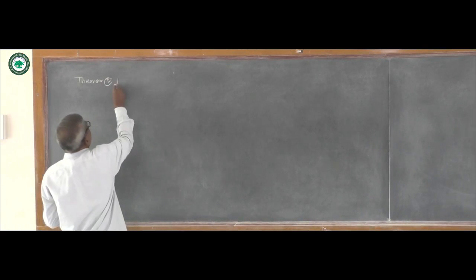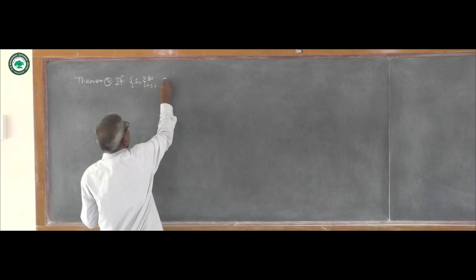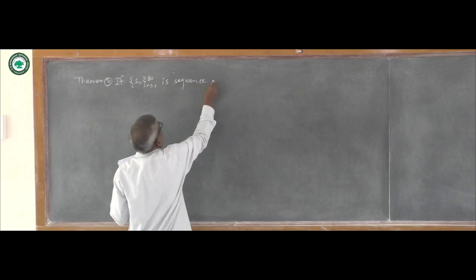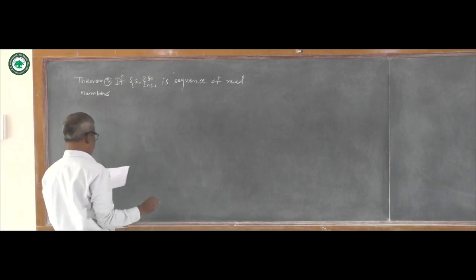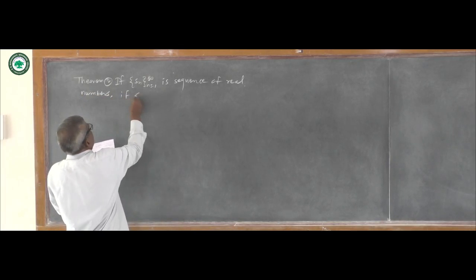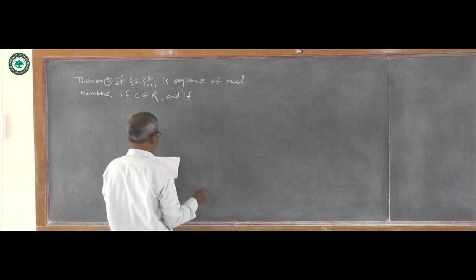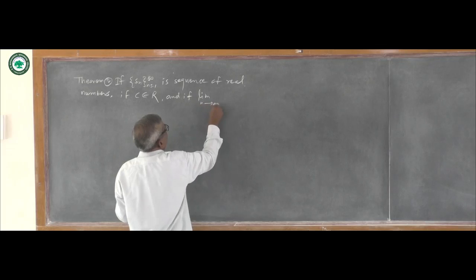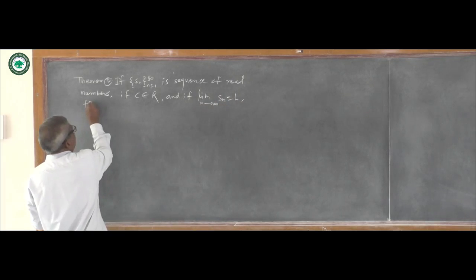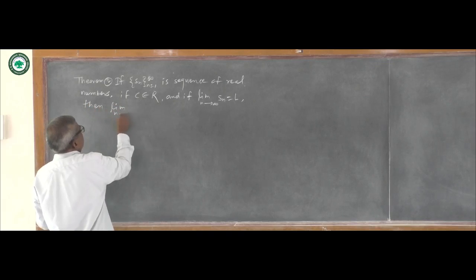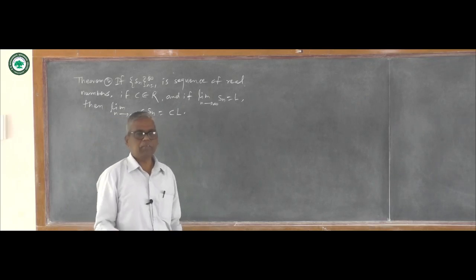If Sn, n equal to 1 to infinity, is a sequence of real numbers, and if C belongs to R, C is a real number, and if limit n tends to infinity of Sn is equal to L, then limit n tends to infinity of C times Sn is equal to CL.